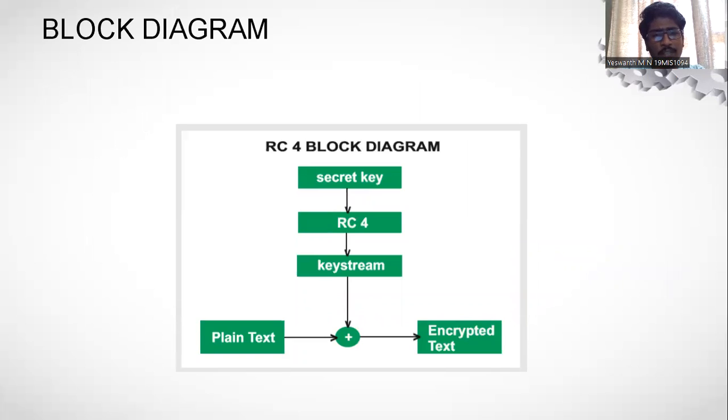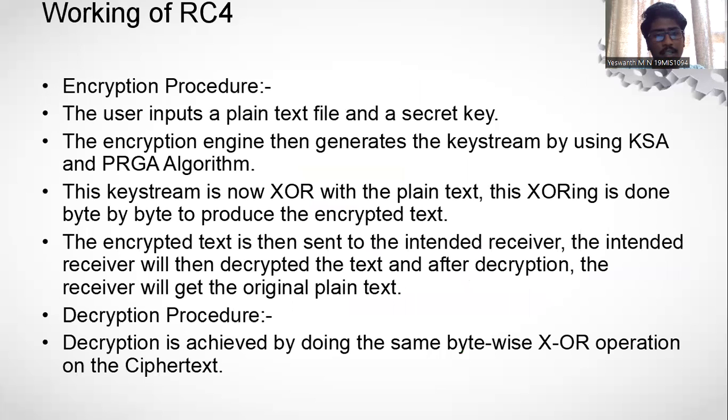Block diagram. You can see the RC4 block diagram. First, the secret key will be sent to the RC4 cipher. Then the encryption method follows, producing the key stream and the encrypted text.